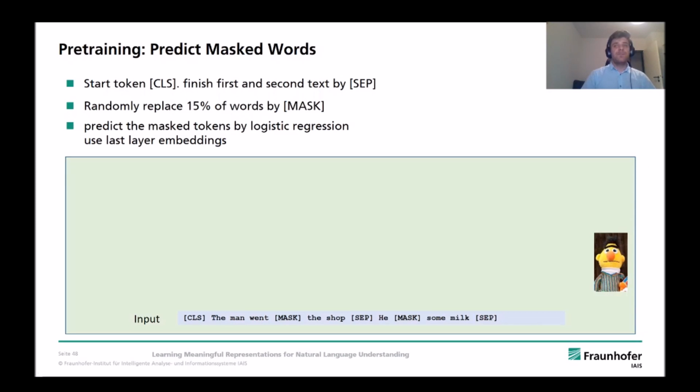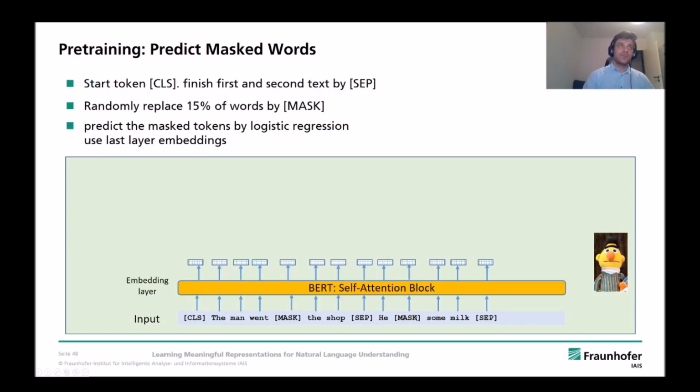And BERT trains a very specific language model. Instead of producing the next outputs, it's omitting some words in training and trying to predict which words have been omitted. So these are the masked words here. Most likely this here is "to", and this here is "bought": the man went to the shop and he bought some milk. And in the pre-training step, BERT tries to predict the correct words at these positions.